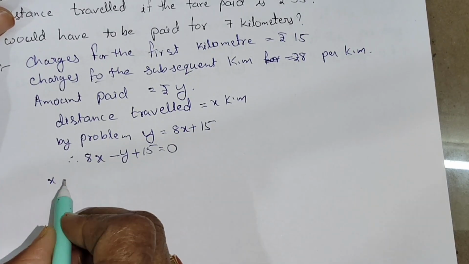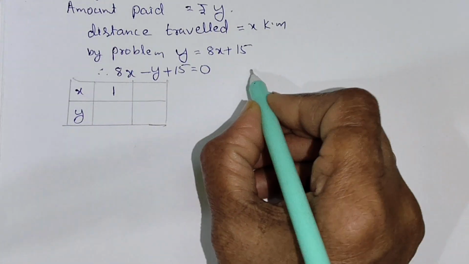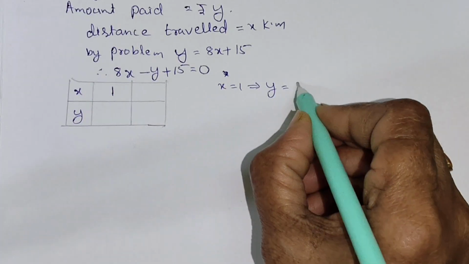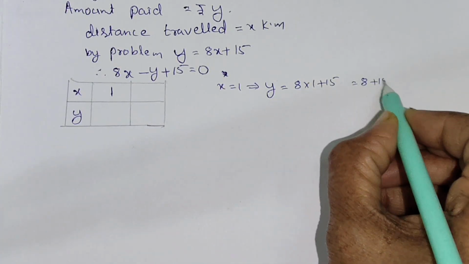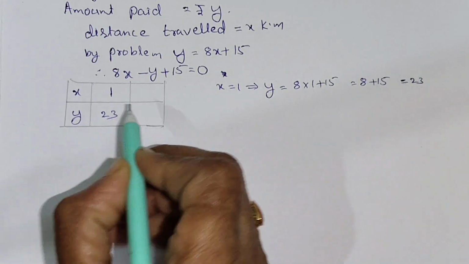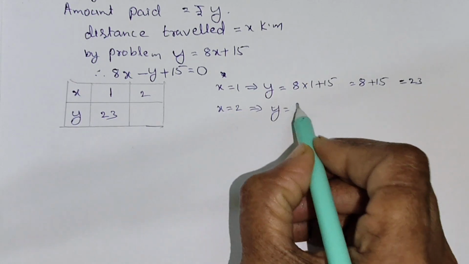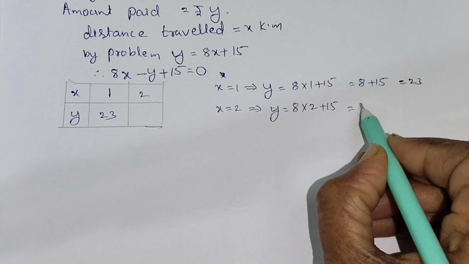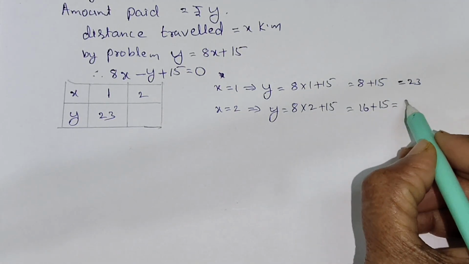Now first we take x equal to 1. X equal to 1 means y equal to 8 into 1 plus 15. 8 plus 15 means 23. So here 23. Next we take x equal to 2. X equal to 2 means y equal to 8 into 2 plus 15. 8 times 2 is 16, plus 15. 16 plus 15 means 31.